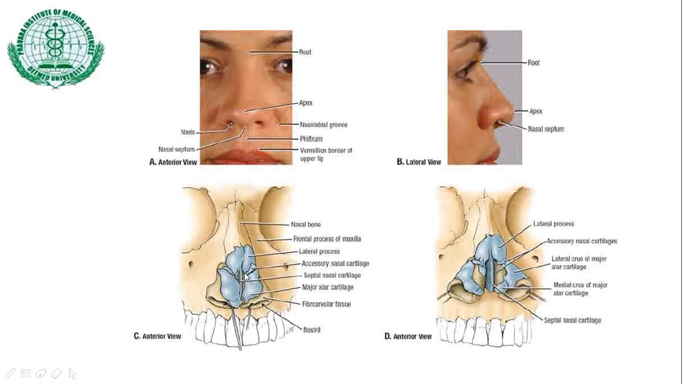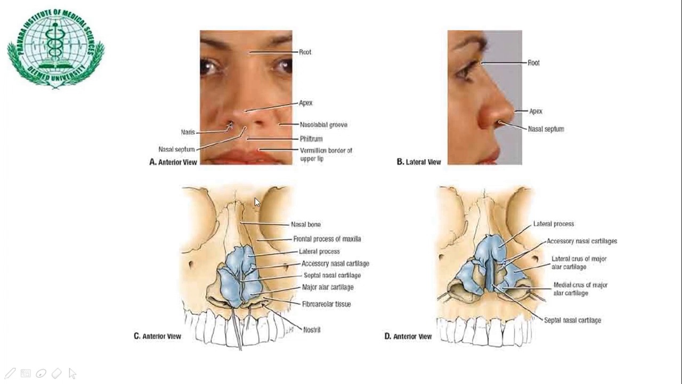Now moving on to the cartilaginous part, there are five main cartilages: one septal cartilage, two upper lateral cartilages and two lower major alar cartilages. You can see these are the two lateral cartilages, this is the septal cartilage, and the two major alar cartilages. The lateral and the major alar are also known as superior and inferior lateral cartilages. This cartilaginous framework is anchored to the piriform aperture by fibrous tissue.